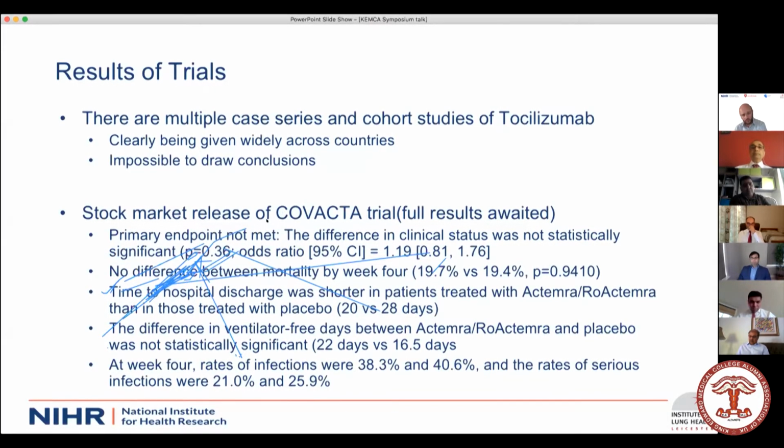So I'm awaiting the full peer-reviewed publication of this, but the COVACTA study appears to predominantly be negative. So we'll see what the other randomized controlled trials are, but this is not something I would be routinely giving in my clinical practice. I would rather give tens of thousands of people dexamethasone than tocilizumab.